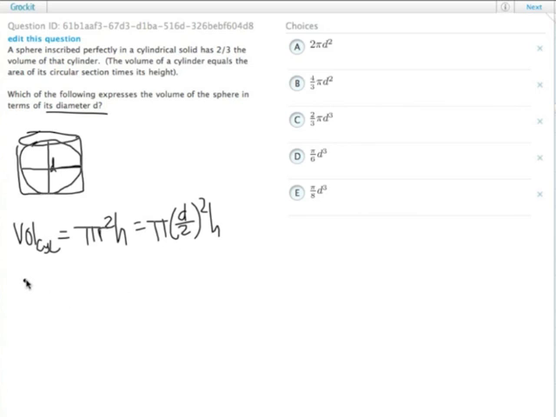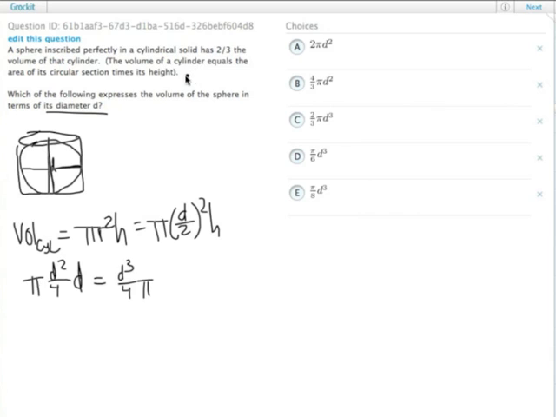Okay, so pi times the diameter squared over 4, that ends up being d squared over 4. And remember, the height of the cylinder is also the diameter of the sphere. So that's another d that we have there. So this ends up being d cubed over 4 times pi, which is the volume of the cylinder.